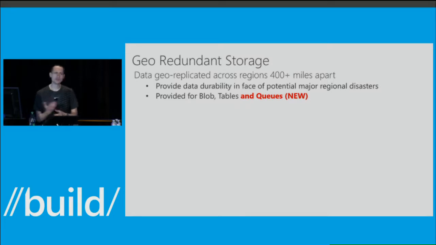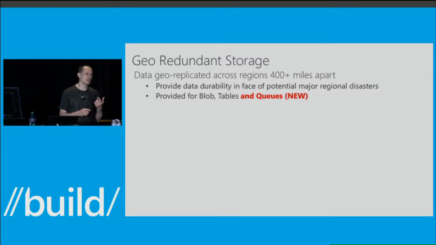So for geo-redundant storage, the motivation here is to provide additional durability in the face of potential major regional disasters that potentially could occur. So we keep your data durable 400 miles apart from each other. And what we're pleased to announce here at Build is that we're now geo-replicating all queues for geo-redundant storage. So for your geo-redundant storage accounts, we're basically geo-replicating all of your data, your blobs, tables, and queues now.